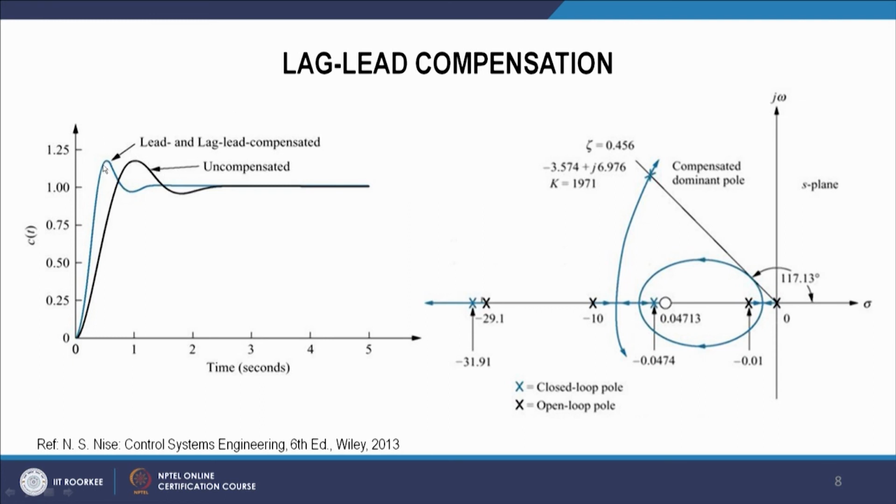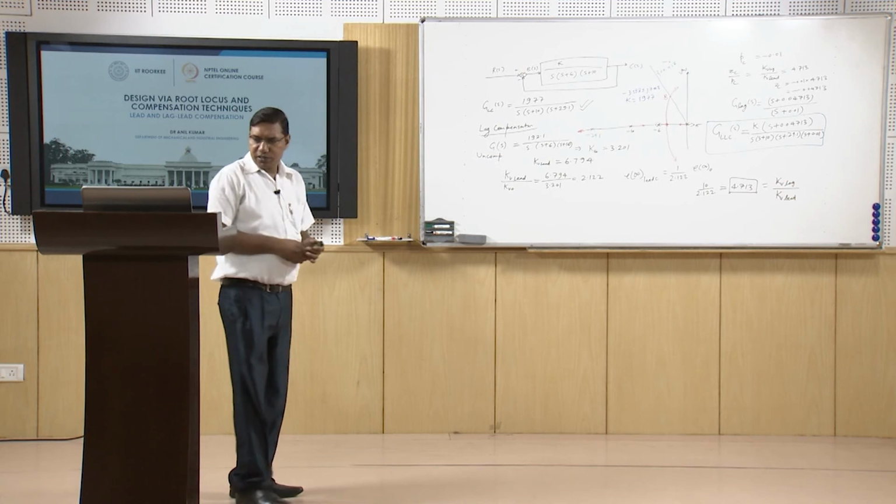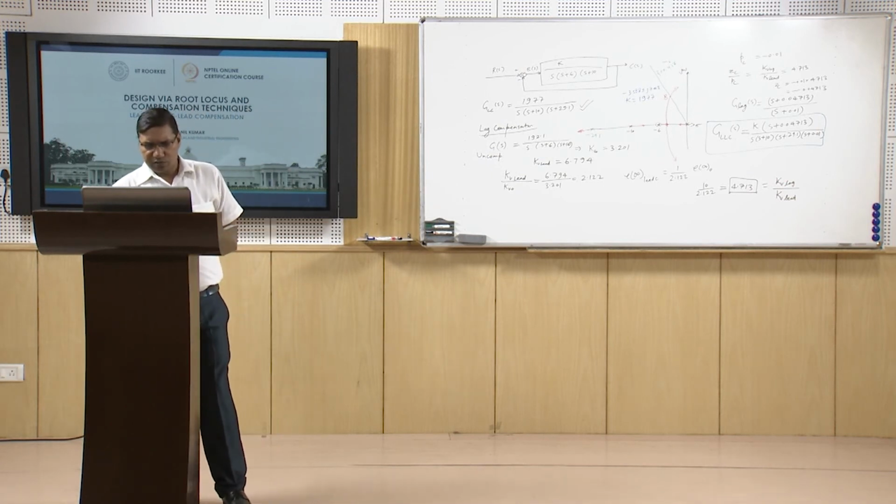and we can see that we have improved the transient response as well as the steady state error. And here we can see better the steady state error for a ramp input. We have this lead compensated, and when we apply the lag compensation, we have further improvement in the steady state error. So this example was taken from Nise's Control Systems Engineering.